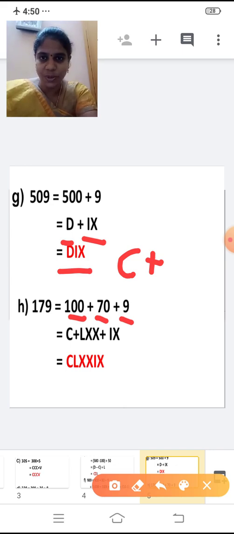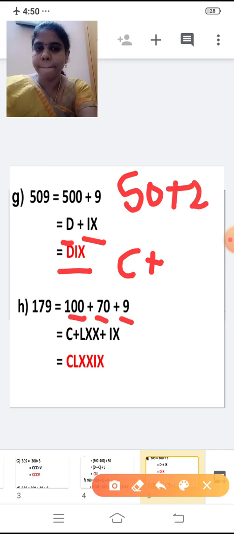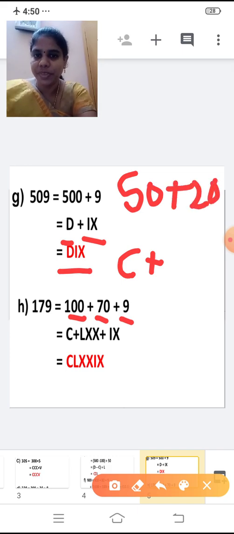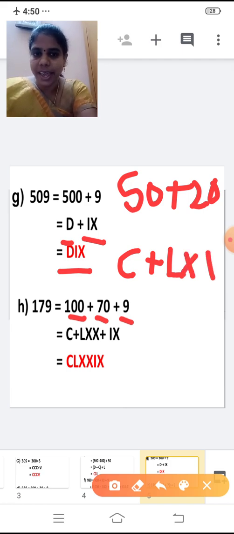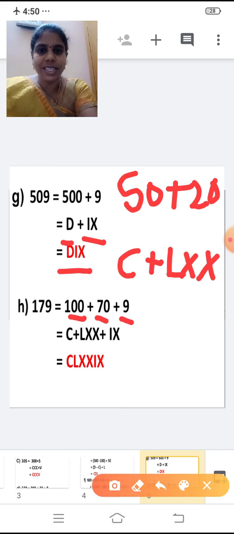Then, what is the Roman numeral for 70? Shall we write 50 plus 20? Yes, what is the Roman numeral for 50? So, 50 plus 20. The Roman numeral for 50 is L, and 20 is 10 plus 10, XX. So the Roman numeral for 70 is LXX. What is the Roman numeral for 9? Yes, IX. 10 minus 1 is 9. So X minus I, that means IX. The Roman numeral for 9 is IX.